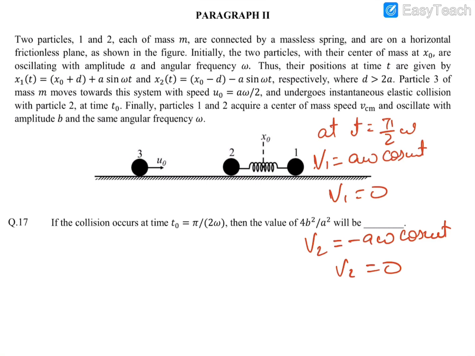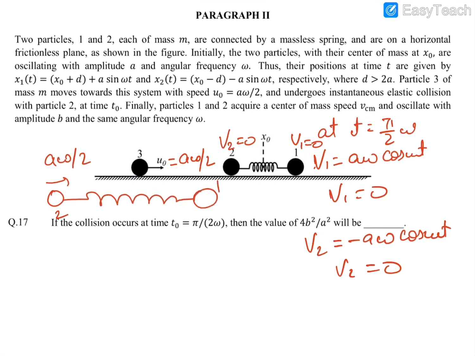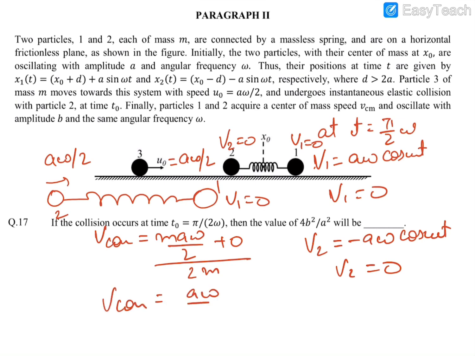Before collision we know that v2 is 0, v1 is 0, and this ball is coming with a velocity of a omega by 2 towards the second ball. As their mass is the same, their velocities would be interchanged. Therefore after collision the velocity of ball 2 will become a omega by 2 and the velocity of ball 1 will be 0, and the center of mass velocity VCOM would be (m a omega by 2 plus 0) by 2m, which is a omega by 4.